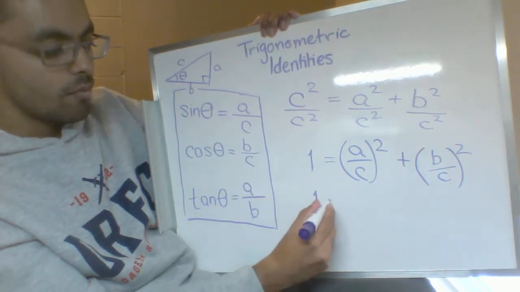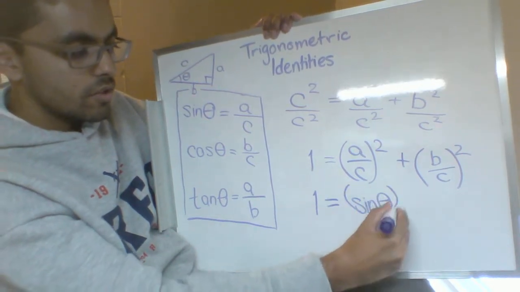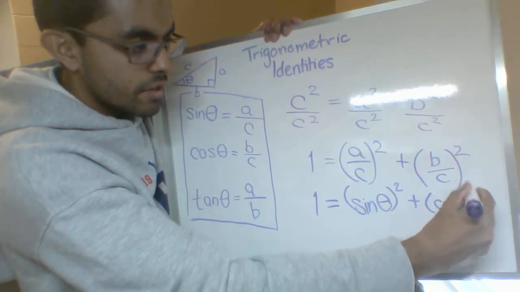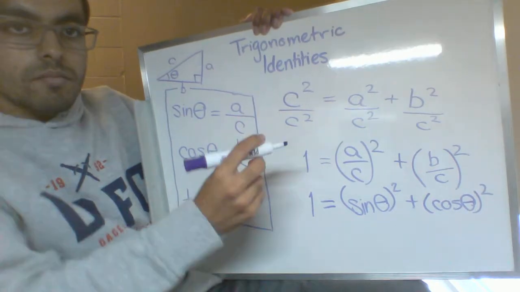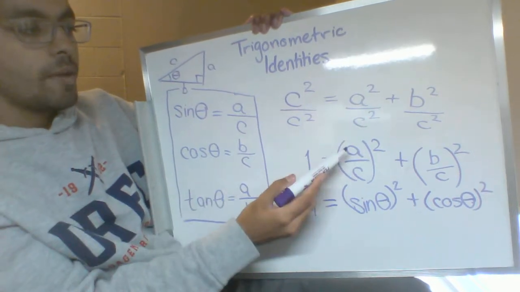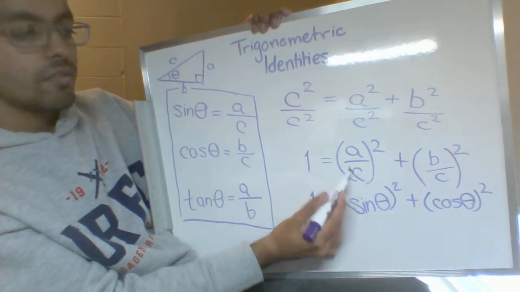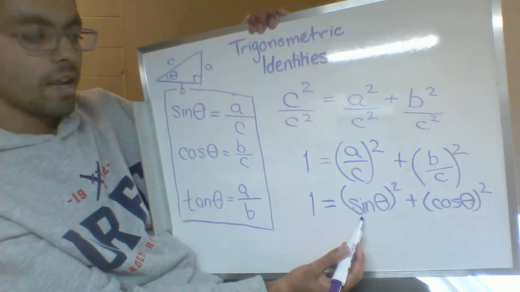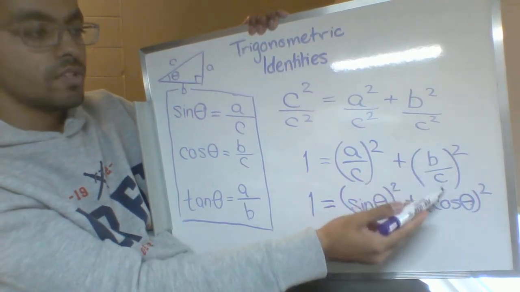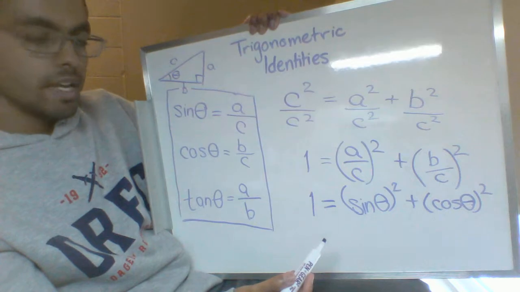So I can actually write 1 equals sine theta squared plus cosine theta squared. We got from A squared over C squared to A over C all squared, but A over C is sine theta. So instead of writing A over C in the brackets, I've just written sine theta in the brackets, but it's still squared because the fraction A over C was squared. And then same for B over C. I've subbed out B over C. I don't want to write the fraction, so I write cosine of theta instead.